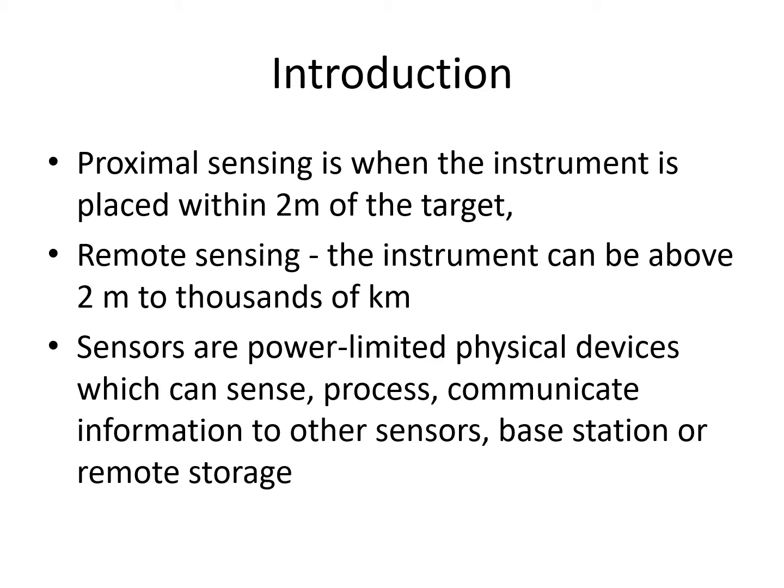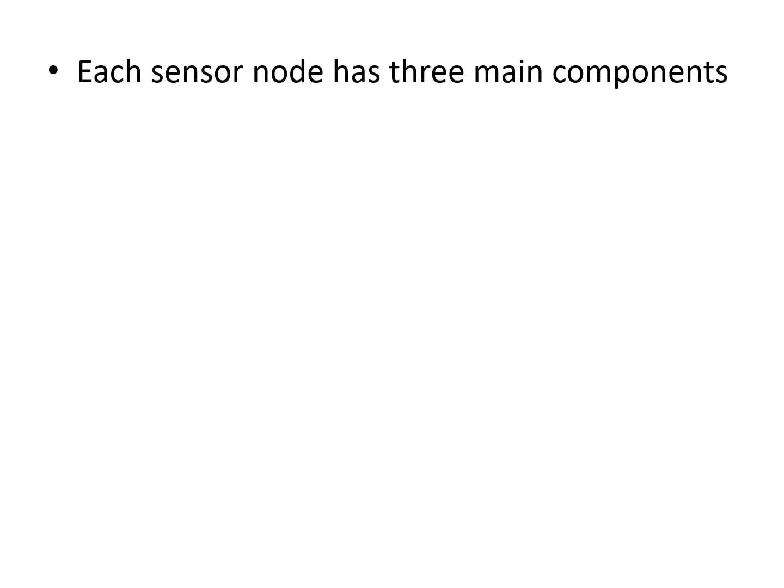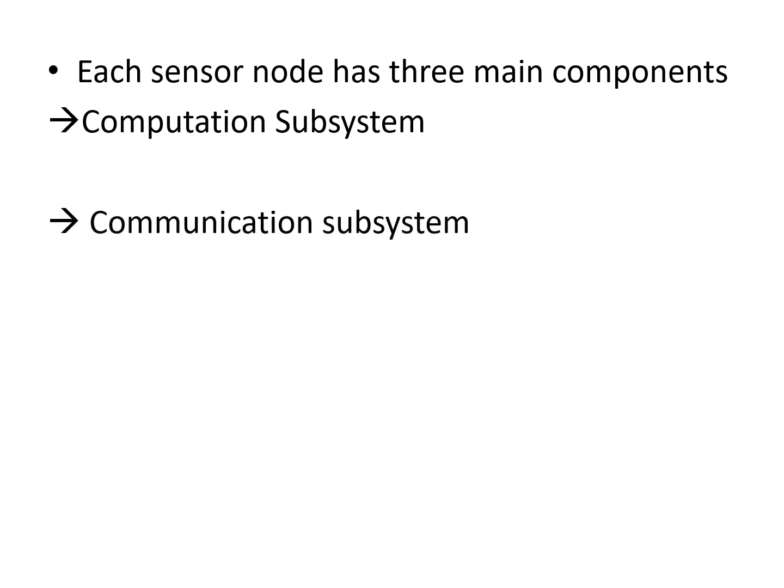So we go ahead and say that sensors are power-limited physical devices which can sense, process, and communicate information to other sensors, base station, or storage. Now each sensor node has three main components. Component number one is the computation subsystem. Component number two is the communication subsystem, and component number three is the power subsystem.